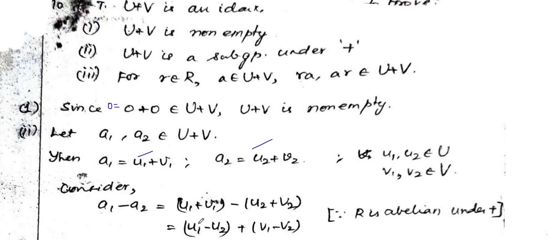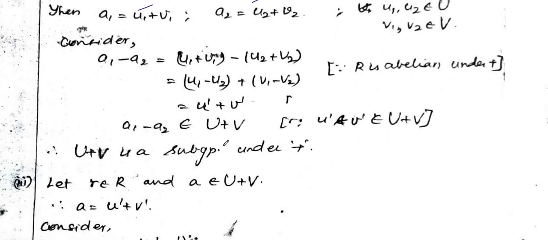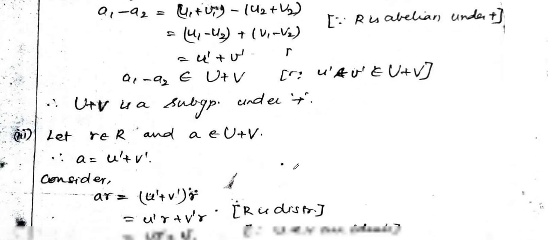Now we consider A1 minus A2, A1 is written, A2 is written. Then because R is abelian under addition, we can interchange, we can take this minus U2 over here and this V1 here. So that you have this, and this is a member of capital U and this is a member of capital V. That is because U and V are subgroups, so U1 minus U2 should be present in capital U. So A1 minus A2 belongs to U. In the same way, this is also a member of V. So you have A1 minus A2 to be a member of U plus V. So U plus V is a subgroup under addition.